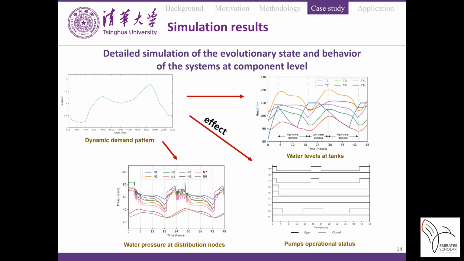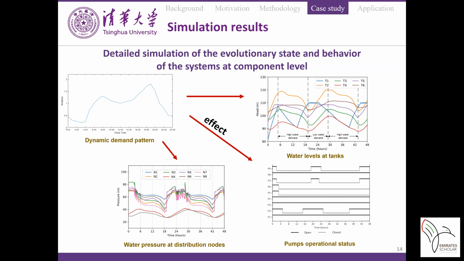So coming down to the simulation results, the results demonstrated that the proposed framework is able to provide detailed simulation of the evolutionary states and behavior of the systems at a component level, which is very important, component level, rather than system level like prior approaches. For example, here, the changes in the demand were able to affect different metrics within the water system, or affect the behavior of different components within the water system. And this behavior can be traced in detail and analyzed for other purposes.